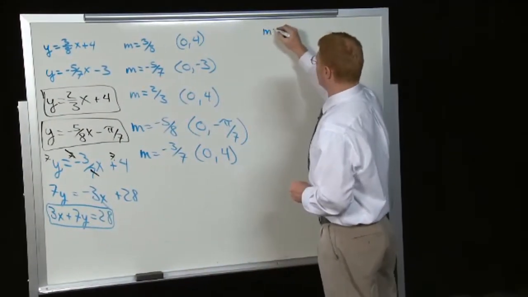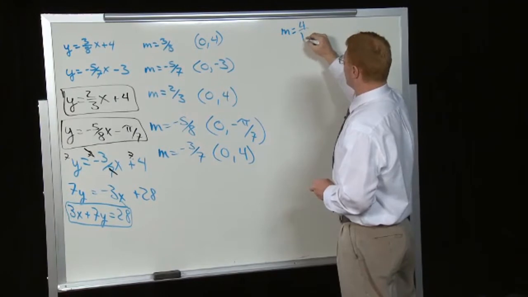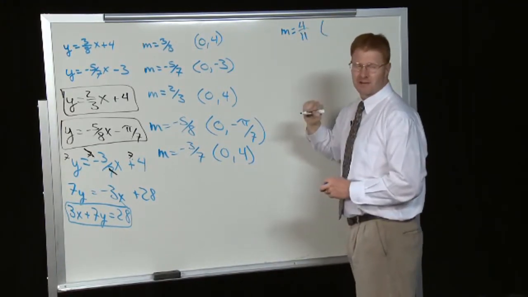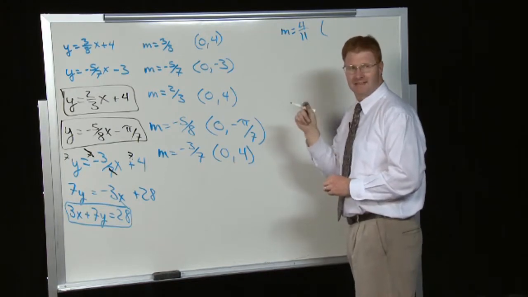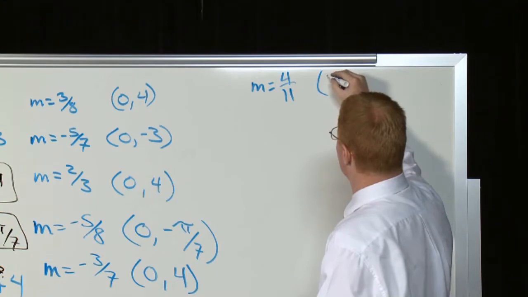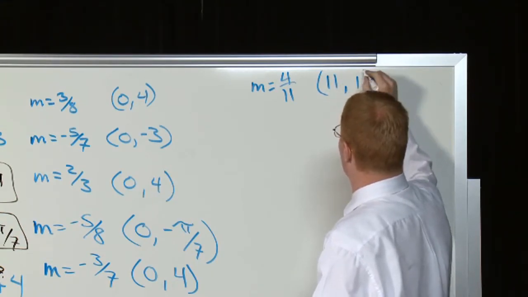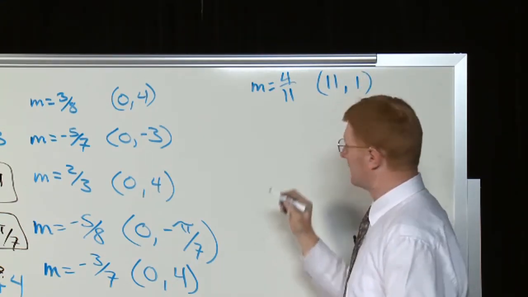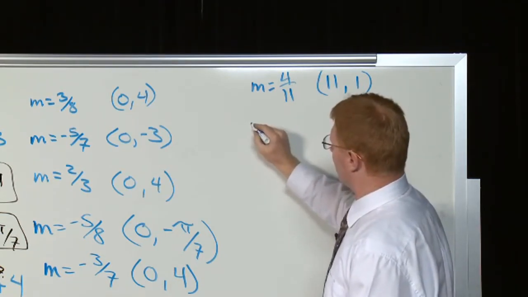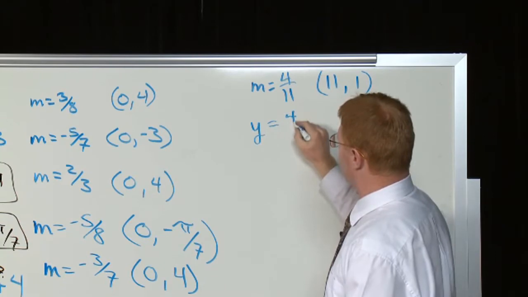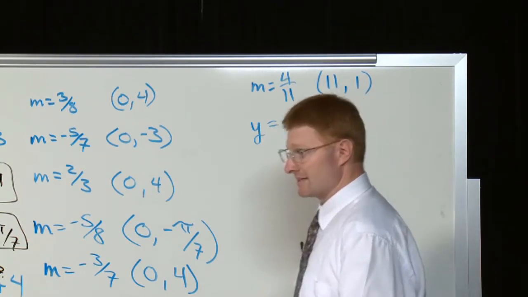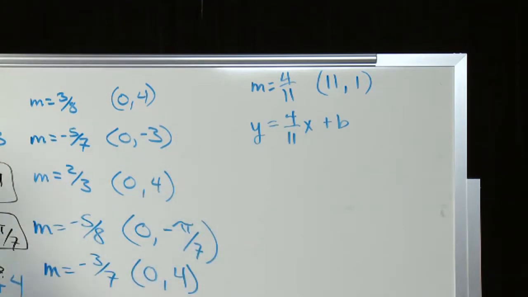I give you the slope of 4/11. And instead of giving you the intercept, I'm going to give you a different point, (11, 1). Now you write the equation. Well, if you use y equals mx plus b, kind of nice. 4/11 x. We don't know what the b is, but we can find out really quick.